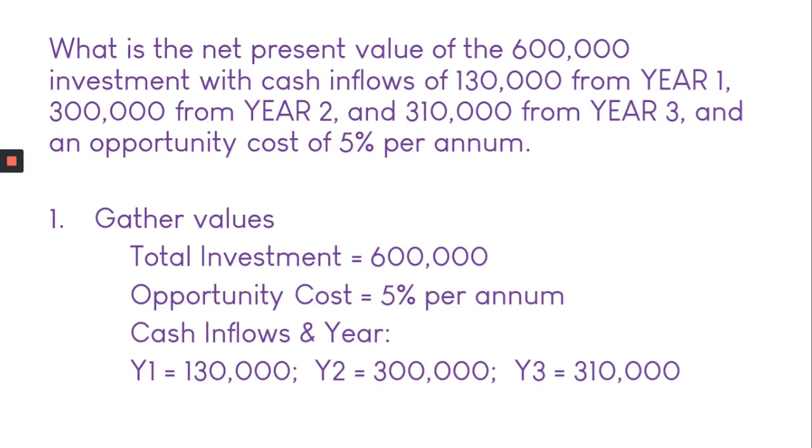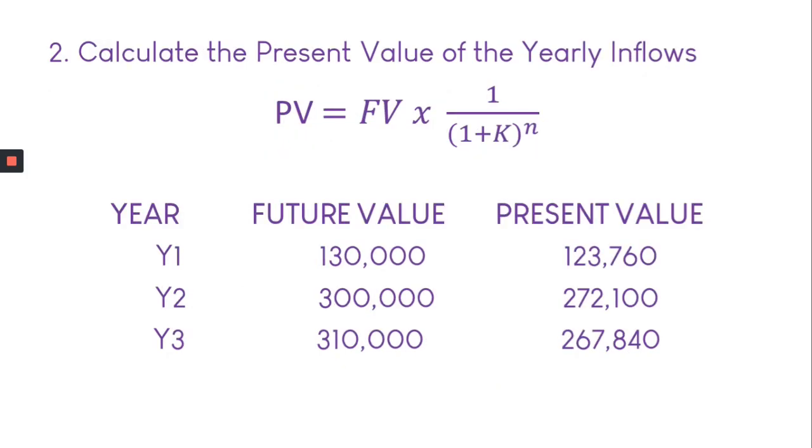Our opportunity cost is 5% per annum. Our cash inflows per year are 130,000, 300,000, and 310,000 for year 1, year 2, and year 3, respectively. Number 2, we calculate the present value of the yearly inflows using the formula that was given here.